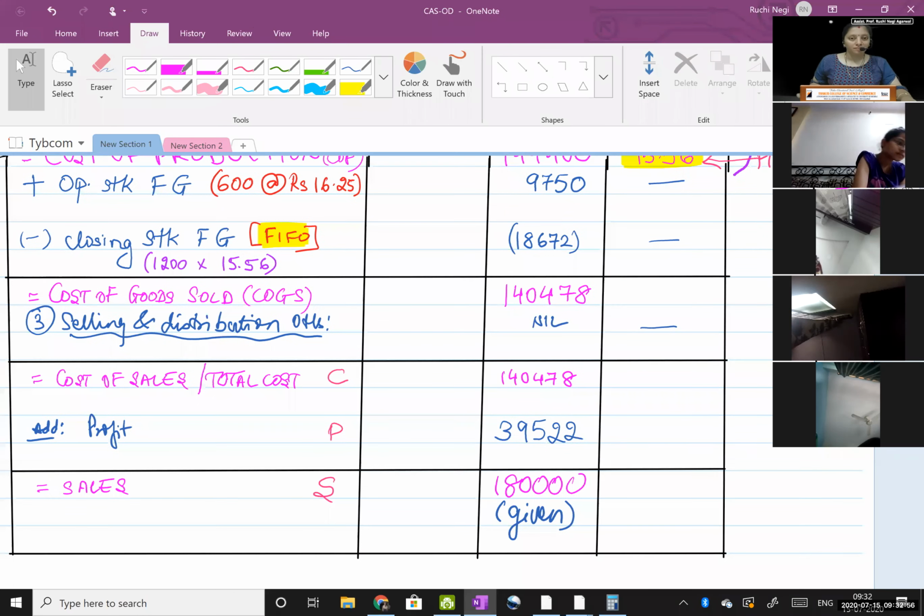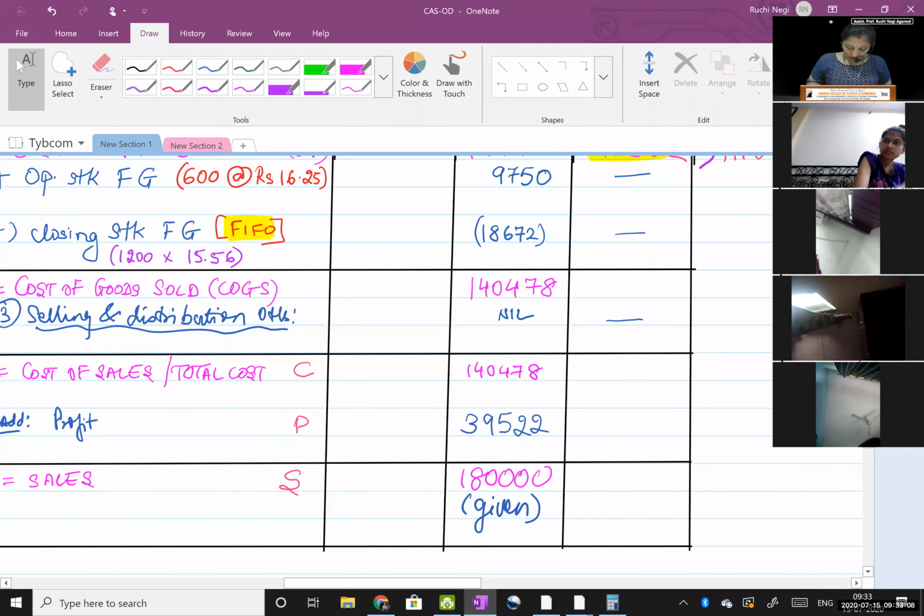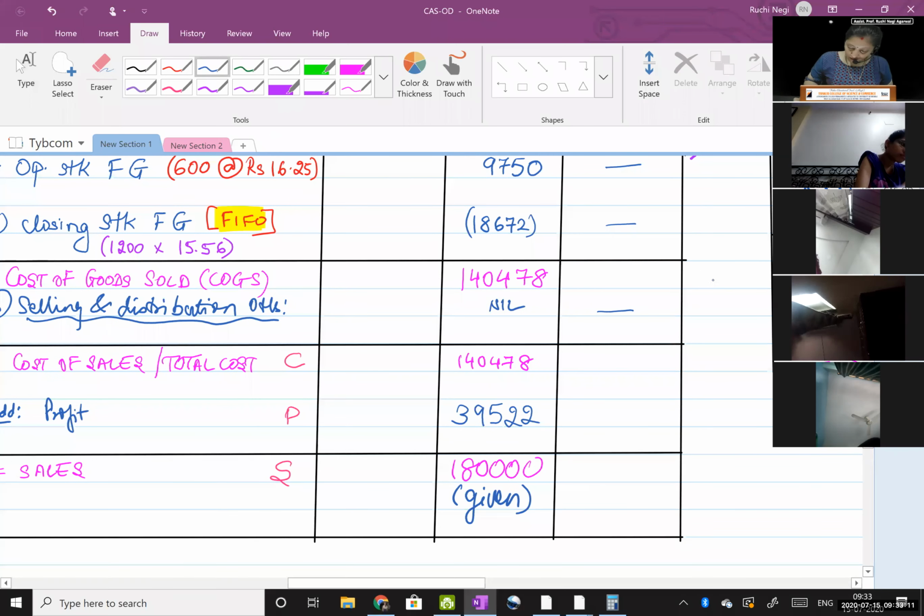Now the second part of the CPU column. The first part of the CPU is done till COP, cost of production. Now next, note number 2, which I had done with you all. I had said from COGS, just a minute, students.